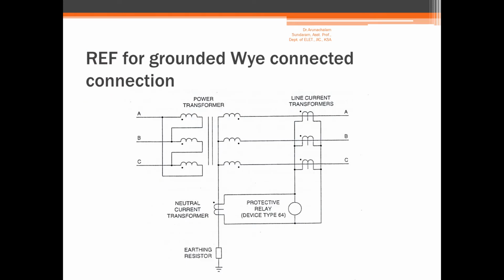Now this is the idea of restricted earth fault protection for a grounded Y connection transformer. What do we mean by grounded Y connected? See here, this is the neutral point, and this neutral point is grounded through an earthing resistor. So this is called restricted earth fault protection for a grounded Y connected transformer. Here we are protecting the secondary side of the transformer using the restricted earth fault protection.